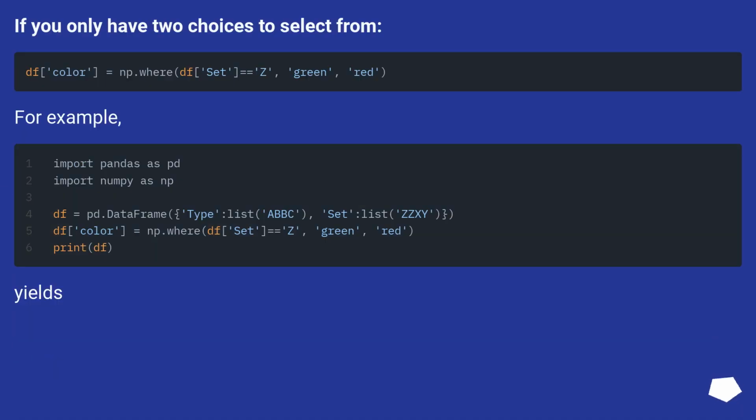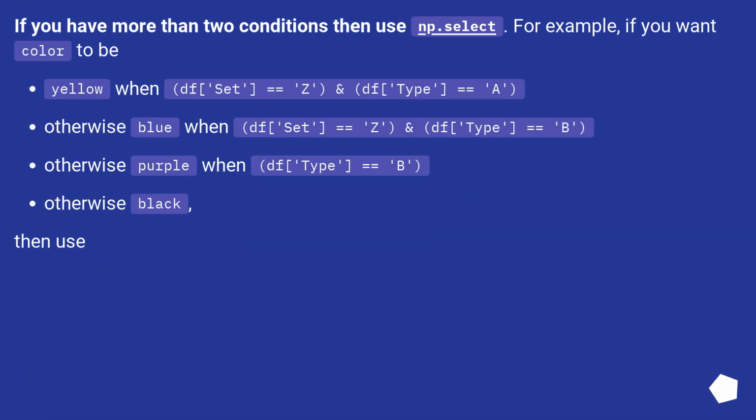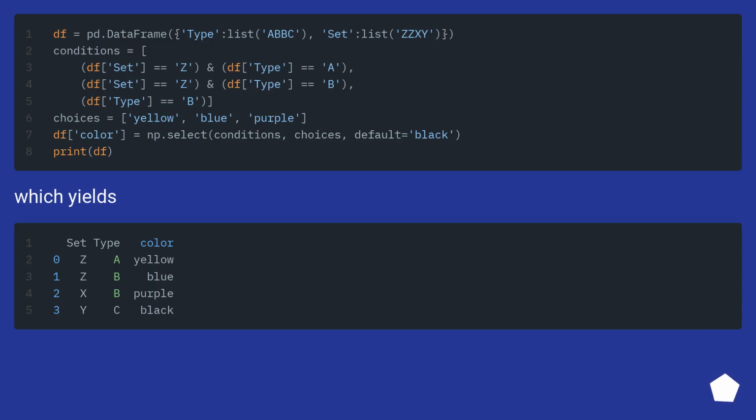If you only have two choices to select from. For example, yields. Which yields?